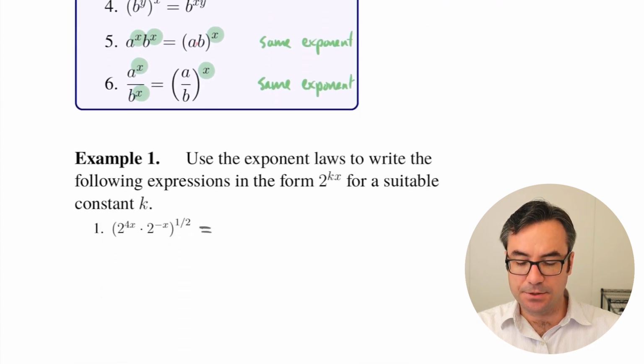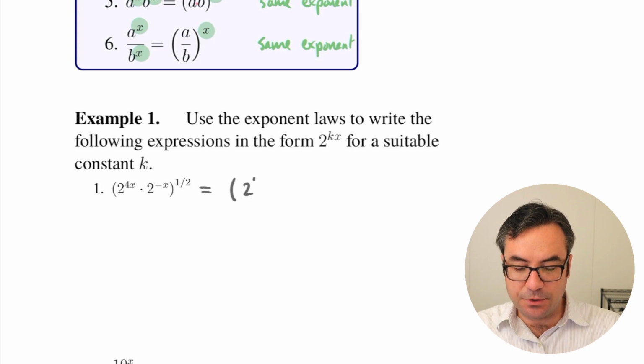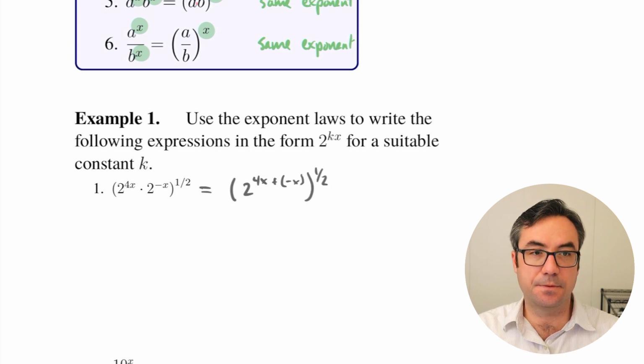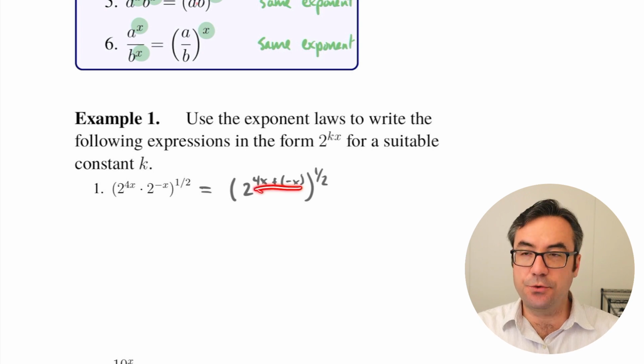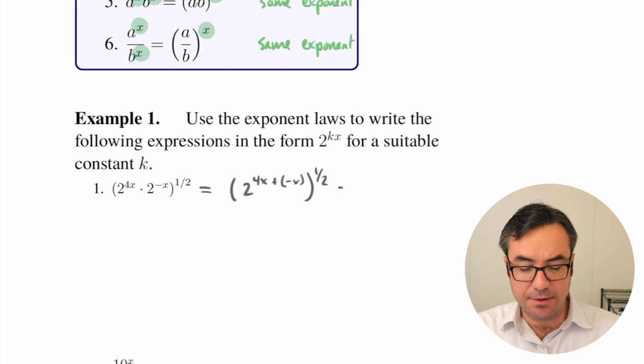All right. So let's see how this is going to work. We're going to have our 2 raised to the 4x. And since we have the same base term, what we do is we add the exponents. So we're just going to add in negative x. Okay, well, now just do the regular arithmetic here. 4x plus negative x is going to simplify to just 3x.